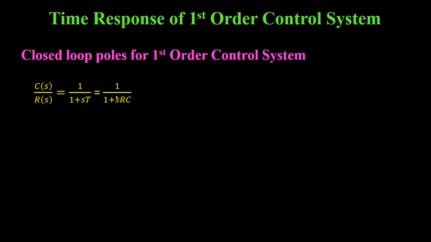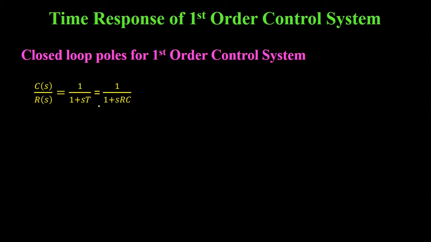Next is closed loop poles for first order control system. We know that the transfer function of the first order control system subjected to unit step input is given by C(s) by R(s) is equal to 1 upon 1 plus sT, which is equal to 1 upon 1 plus sRC, where T is equal to RC.